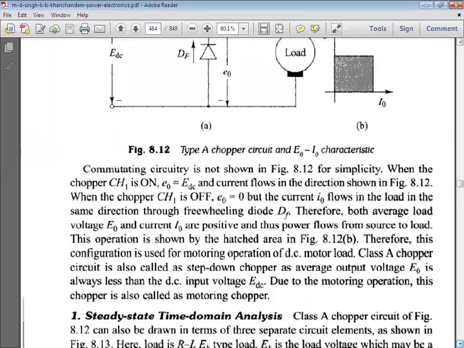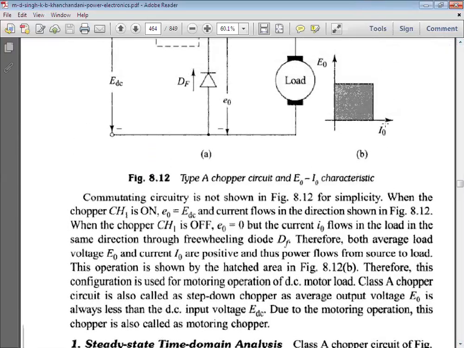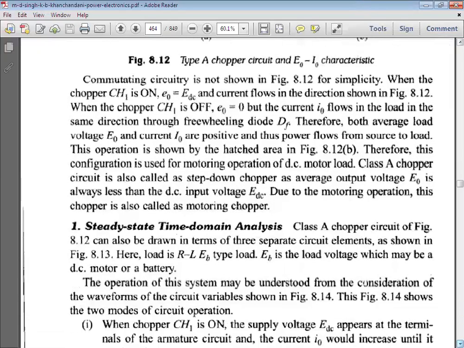This is the simple explanation given here. When the chopper is on, E naught is equal to EDC and current flows in the forward direction. When the chopper is off, E naught is equal to 0, because of the freewheeling diode DF. This is the description of the working principle of the first quadrant chopper. Output voltage and output current are both positive, that's why it is called a first quadrant chopper.